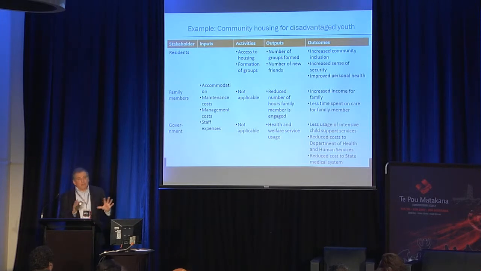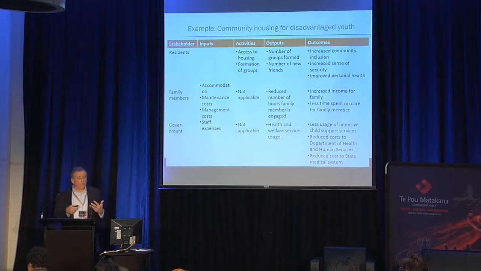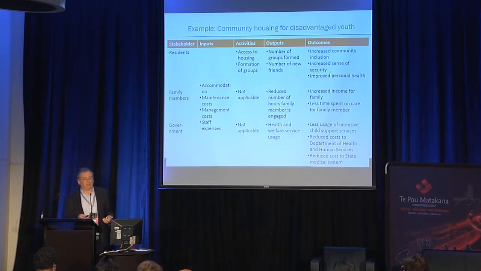So this type of process ends up, and I'm not going to go through the detail, but you can end up with a nice table which says, here are the stakeholders, here are the resources we use to undertake some activities, here are the outputs, but then crucially in the right-hand column, what is it we're really talking about? Increased community inclusion, increased sense of security, improved personal health, and this is in relation to community housing for disadvantaged youth. These words came from stakeholder engagement, involving them in that theory of change discussion, asking them what changes in their lives.